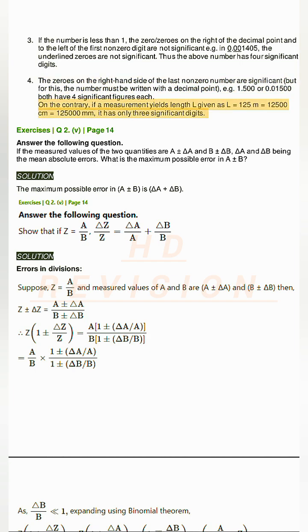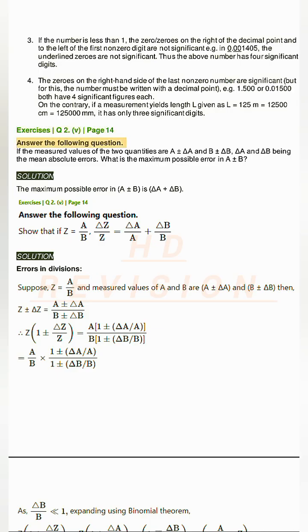On the contrary, if a measurement yields length L given as L equals 125 meters equals 12,500 centimeters equals 125,000 millimeters, it has only 3 significant digits. Exercises Q2. B. Page 14.